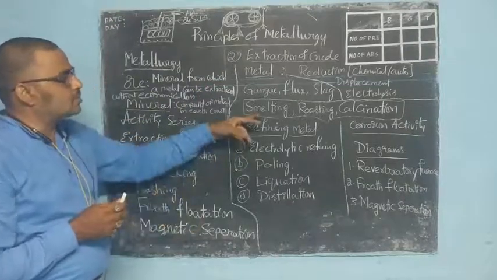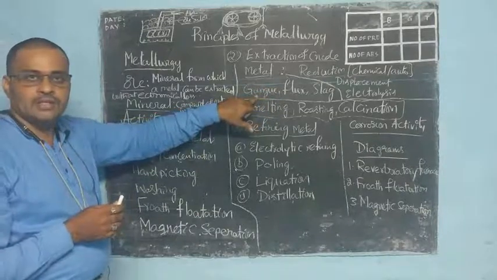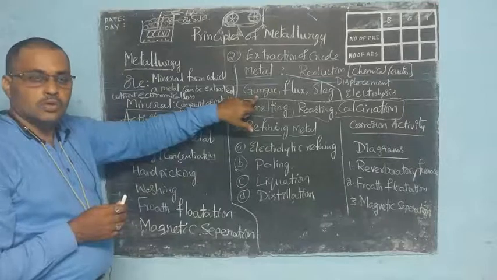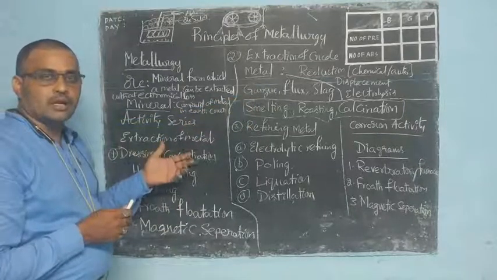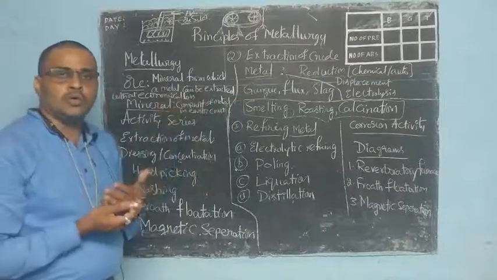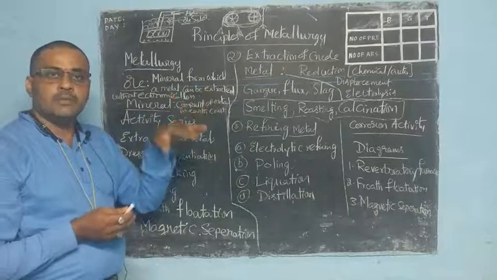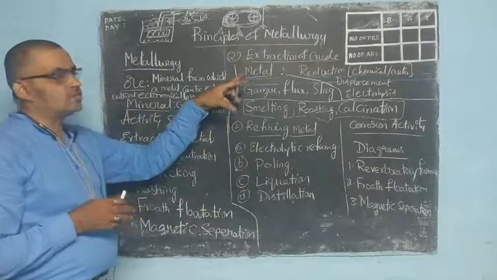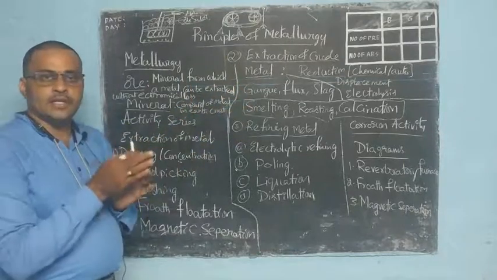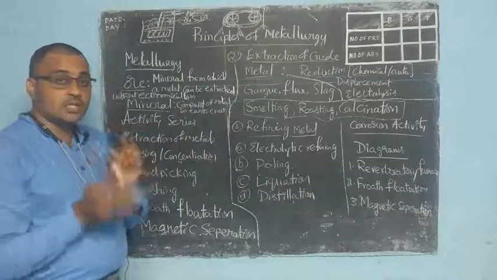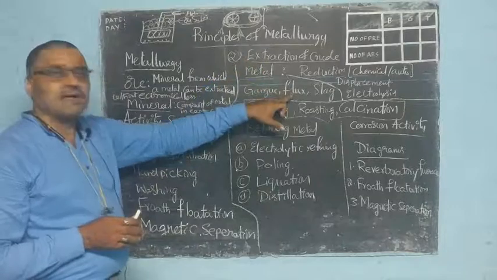In the smelting process, we utilize some materials. I already said gangue: gangue is the impurity present in the ore. If in the first process we concentrated or dressed the ore, and there are still impurities present in that ore, they will be removed in this extraction of the crude metal. Particularly in smelting, we utilize one substance to remove the gangue from the ore. That is called flux.